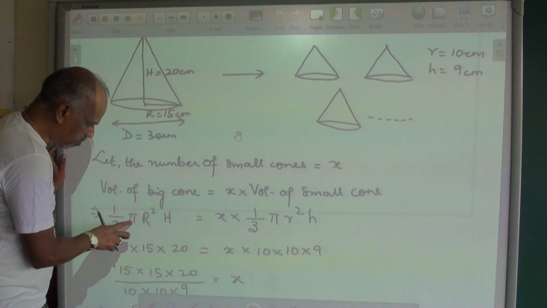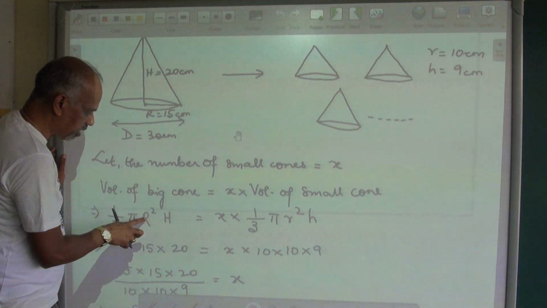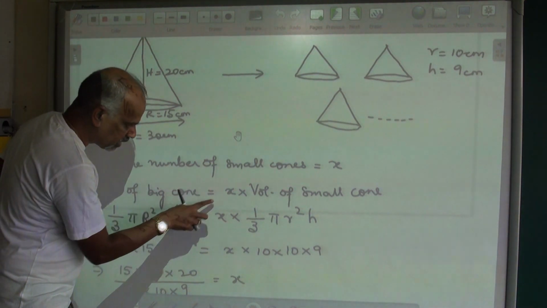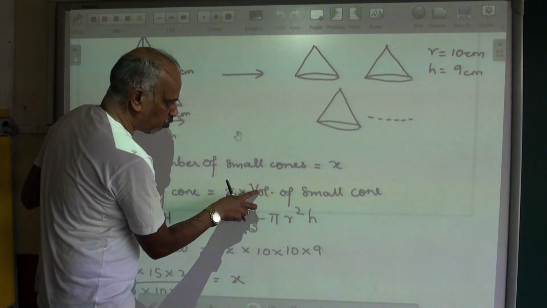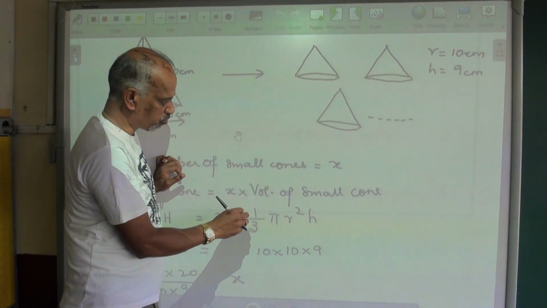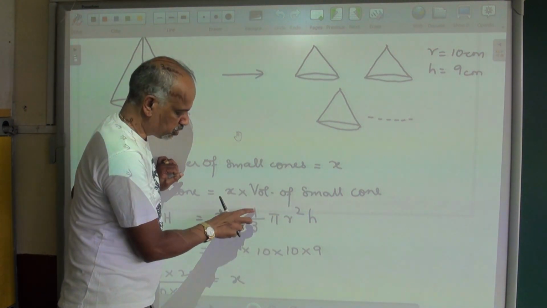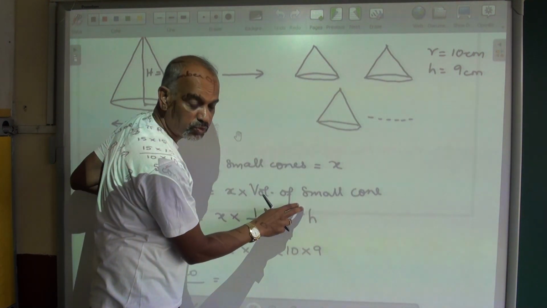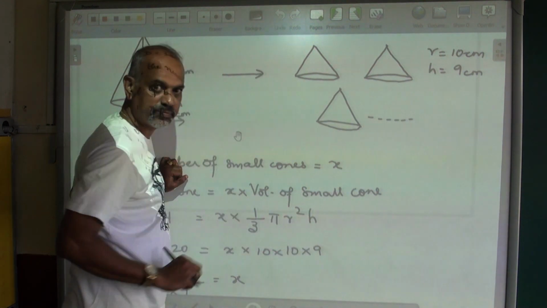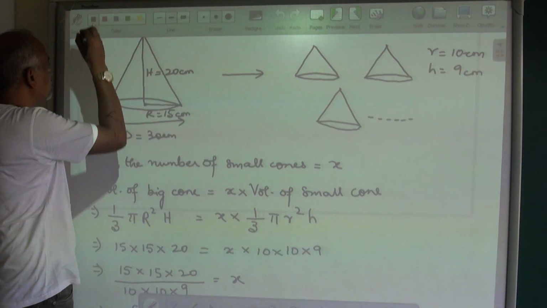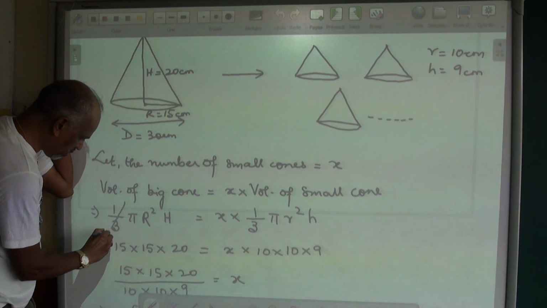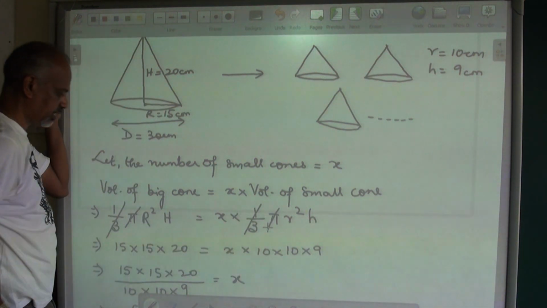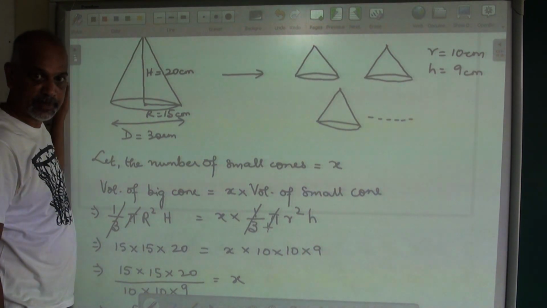So 1 by 3 pi, radius here is capital R, so R squared into height capital H, is equal to x into, again volume of cone. Volume of cone formula is 1 by 3 pi r squared h. So 1 by 3 pi, now r here is small r squared into h is small h. See what you can cancel on both sides. You can cancel the 1 by 3 on both sides. You can cancel pi on both sides. And then substitute the rest.